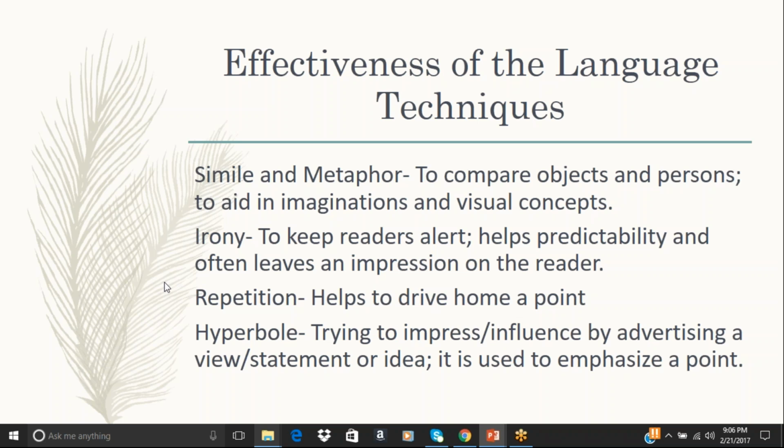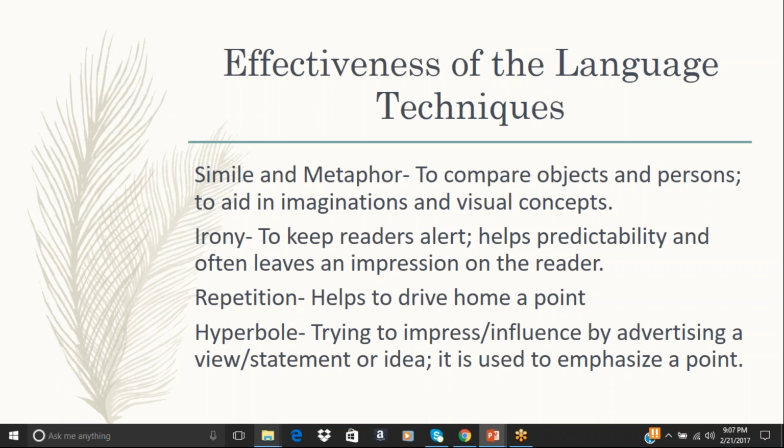All right, now the effectiveness of the language techniques. This is where a lot of persons have some problems. So you have identified the language technique, you have given me an example, but when you're to actually explain, remember we spoke about PEE: point, example, explain. All right, so you've identified the point, you've identified the example from the passage, but in terms of explaining the effectiveness of it, many persons have a challenge.